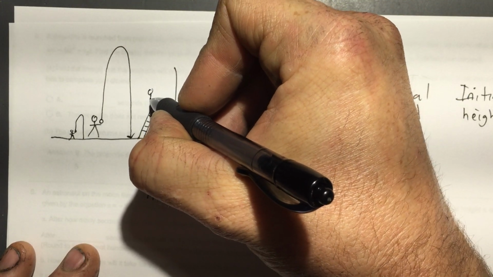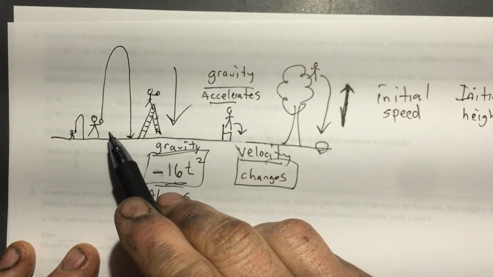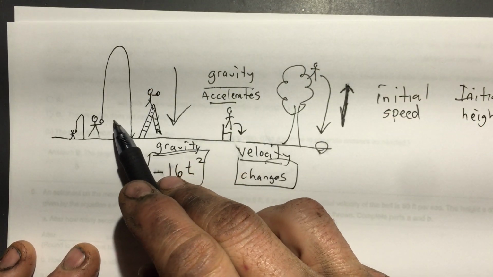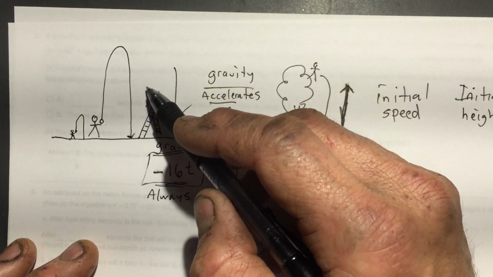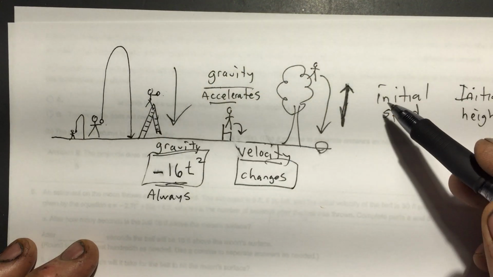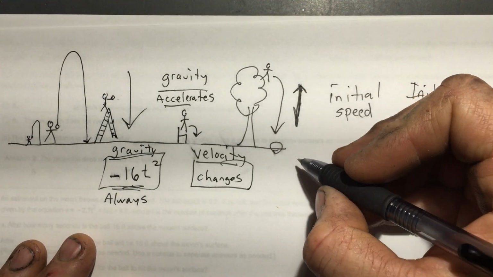And now this man's on top of the ladder. He's got this ball, and he throws it in the air. Well, the starting height is different. So you can see this one here starting higher, it's going to go higher because it started higher. So the initial height also comes into play.